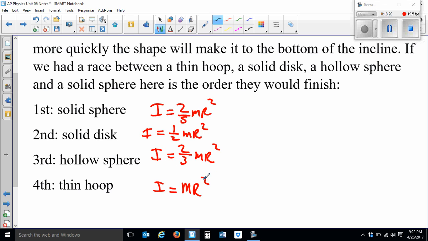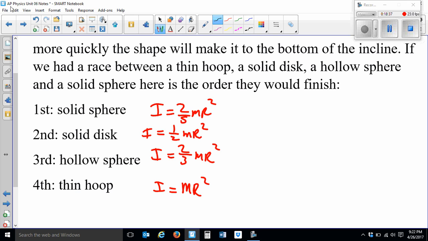So if you have less of a moment of inertia, that means that it is easier to spin. You have to use less energy to cause it to spin, and because of that, you end up getting a faster speed going down that incline.